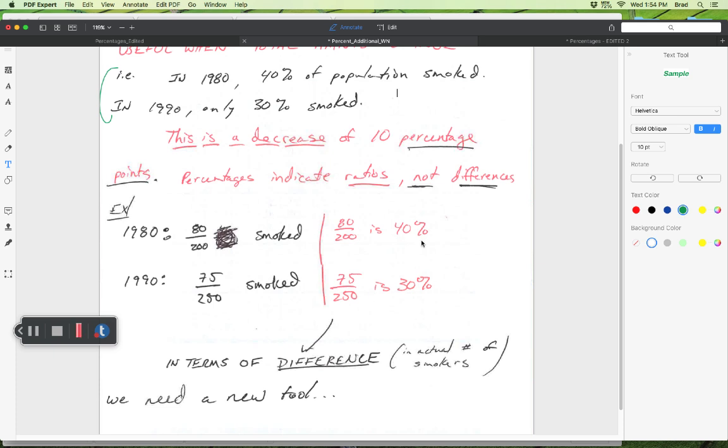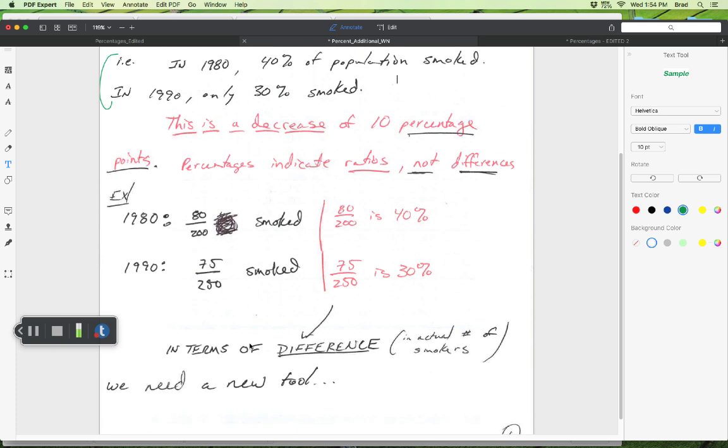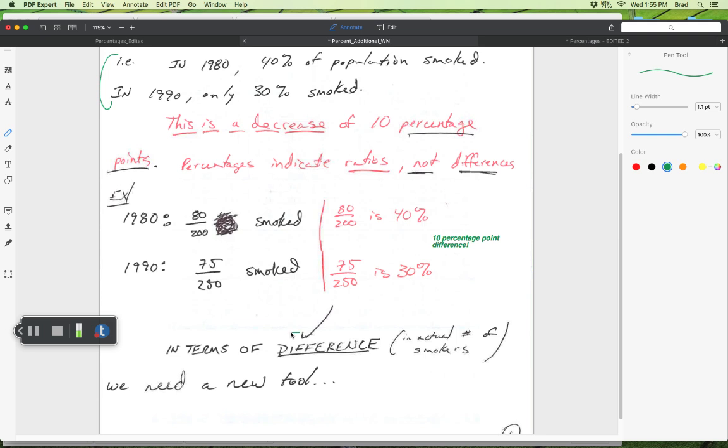However, in terms of difference of ratios, we have a 10 percentage point change. I'm going to write that. So this is a 10 percentage point difference. However, in terms of the difference of actual smokers down here, in terms of the difference of actual smokers, it's a good looking circle right there.